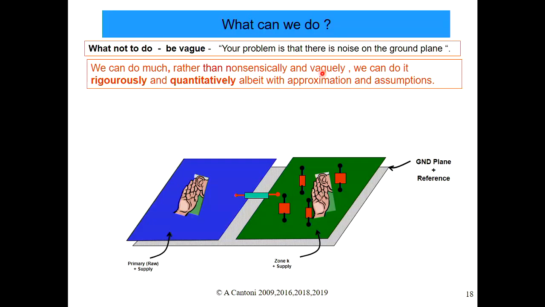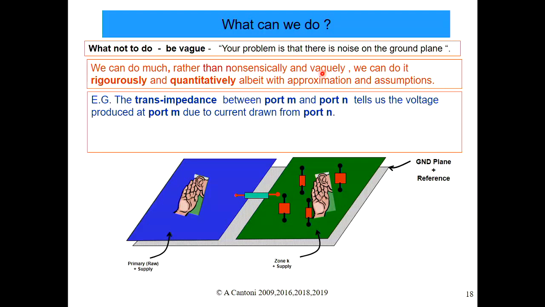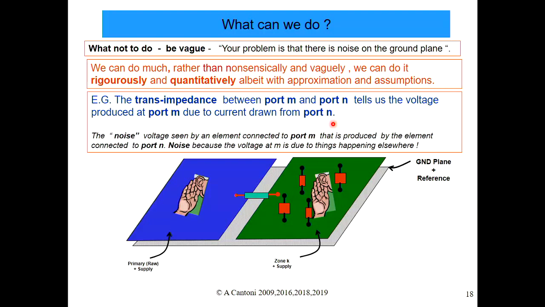But to actually understand what's happening, to have models where we can show and predict what's happening, and take actions to avoid undesired results, we need a mathematical model of that system, how it's working. In this case, we'd be interested in the transimpedance between one particular port on the circuit board and another port. It tells us the voltage produced at port M due to someone drawing current at port N. So the amount of disturbance that chip's going to cause, and then we can do something about it. That's why we need to make models.